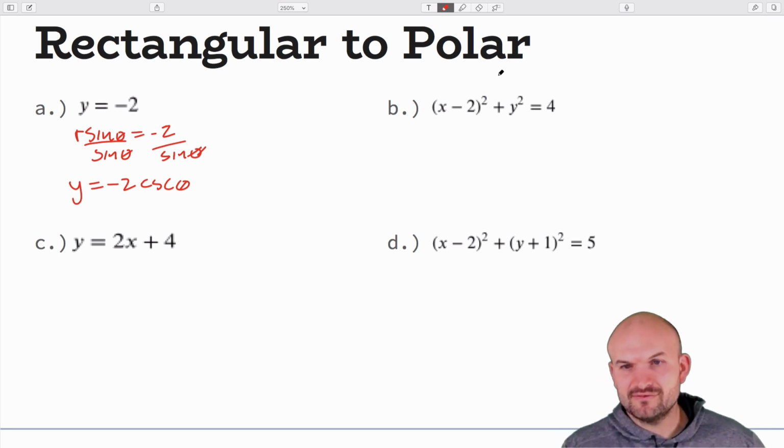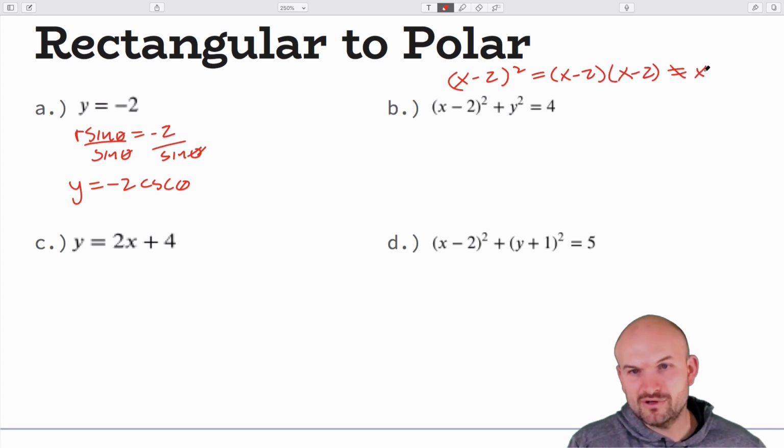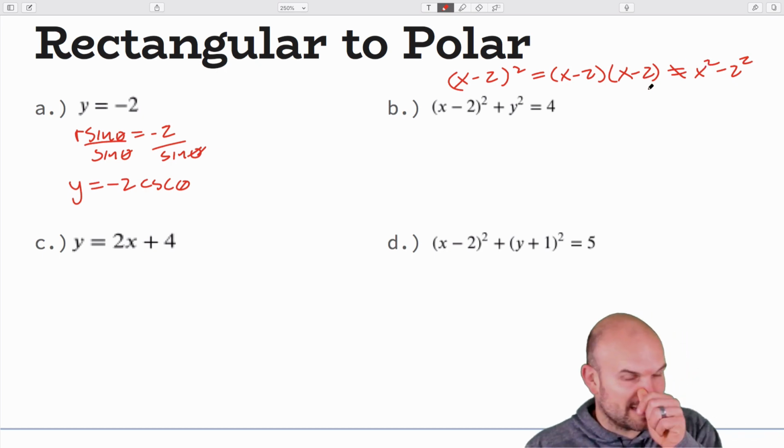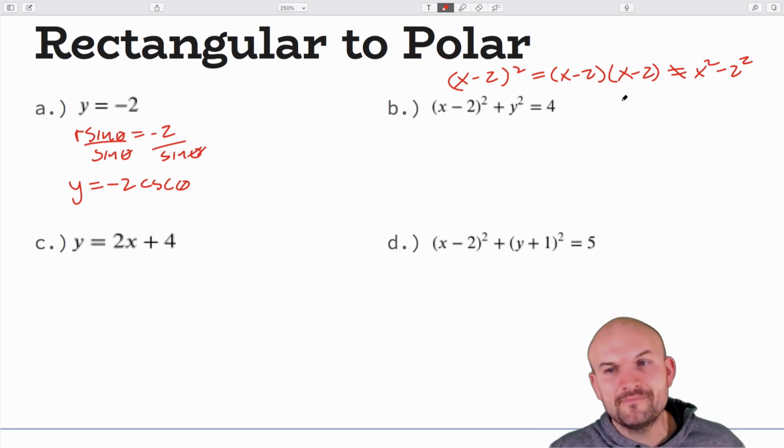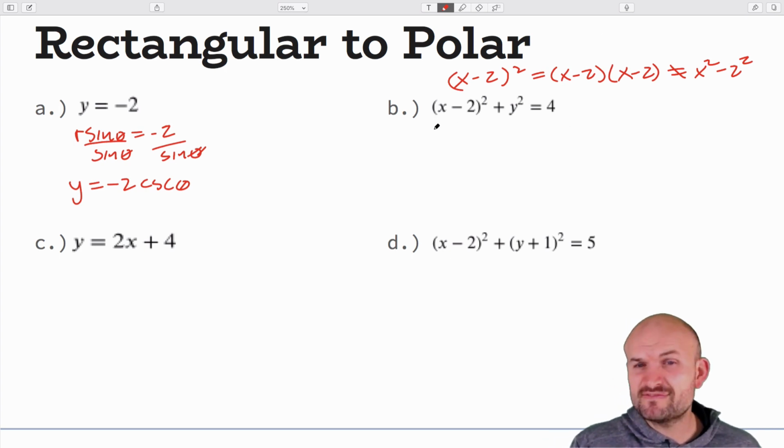For b, again, first thing we want to do is really just expand this out. So remember, x minus 2 quantity squared is x minus 2 times x minus 2. It does not equal x squared minus 2 squared. That's one of the more common mistakes students will make, so you actually have to multiply this out.